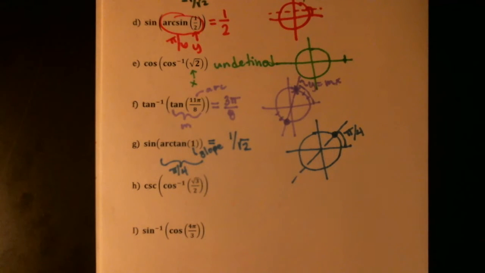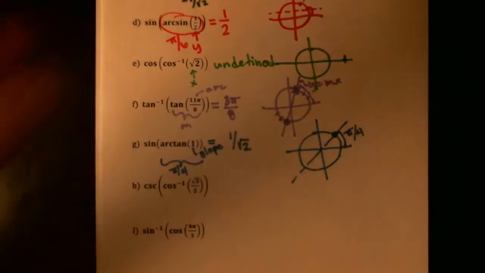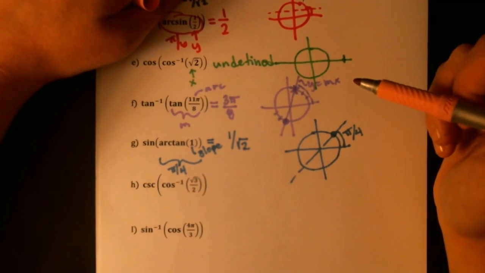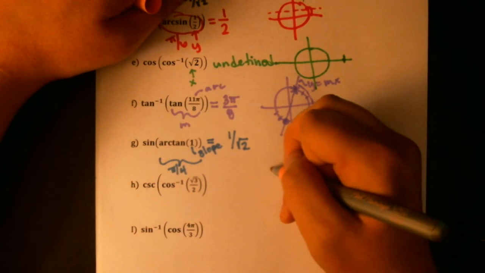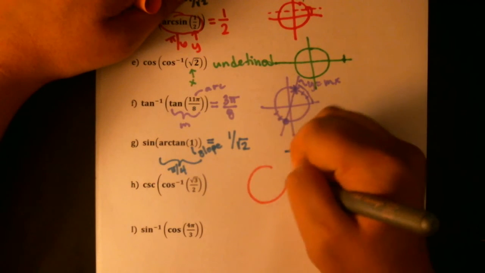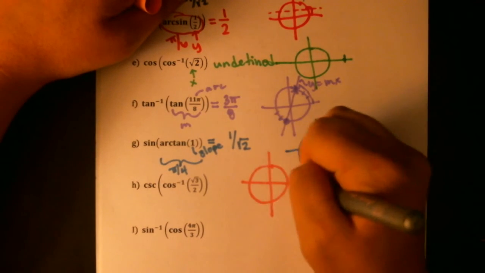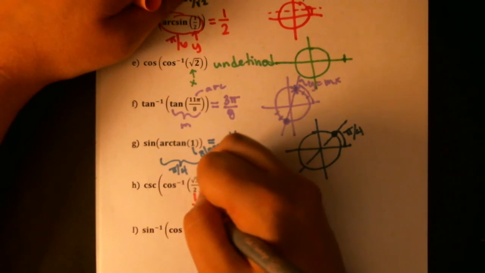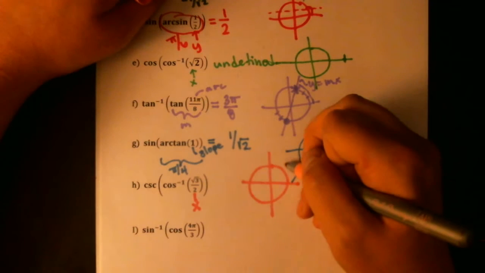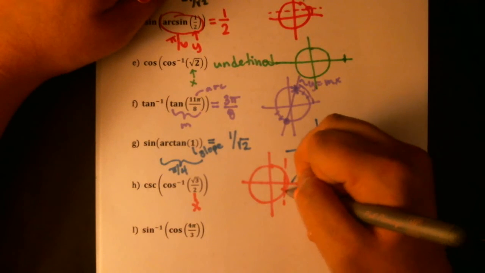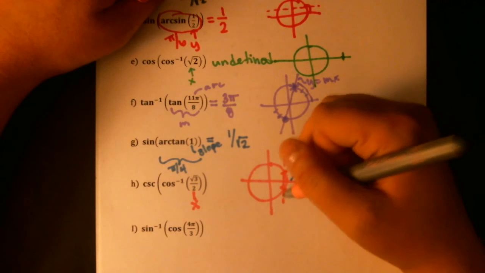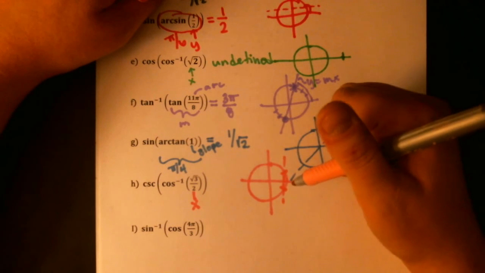Another one, let's see. Cosecant of inverse cosine of root 3 over 2. Okay, so for this one, we start with this root 3 over 2, and since it's the input for an inverse cosine, it's my x value, which means I'm looking at a point close to the x-axis in quadrant 1 or quadrant 4.